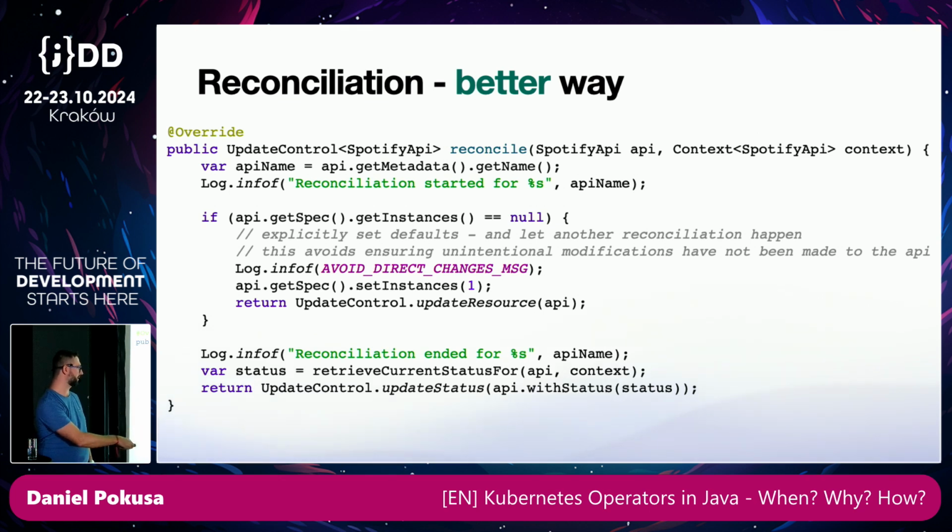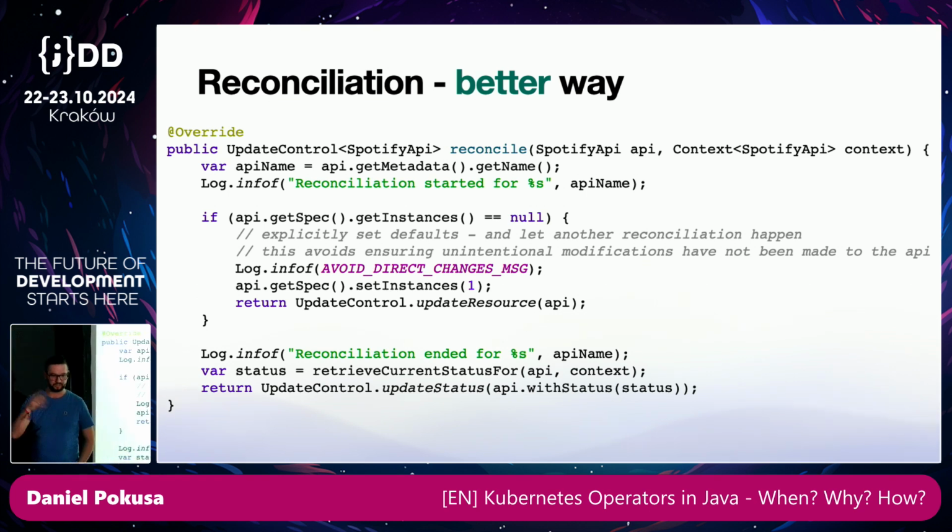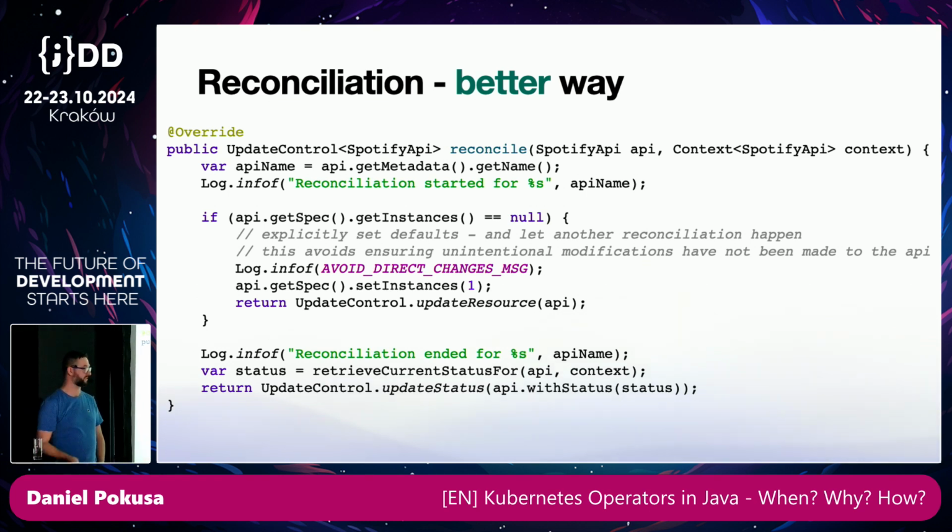So there will be retrieve current status for API context and update status. That's it. So I'm just retrieving status for the API. I'm not doing anything specific here. No calls, no internet calls or whatever. And update status with the status that I just received.